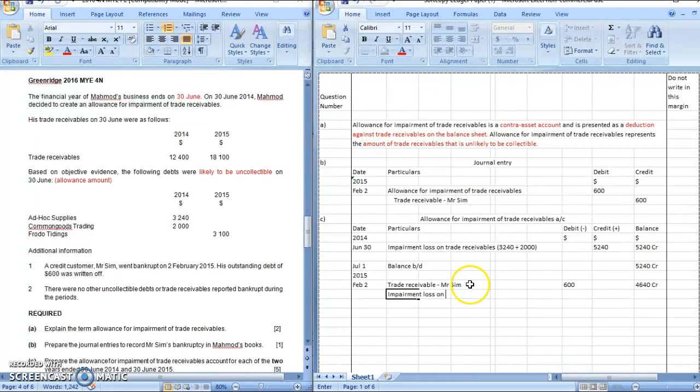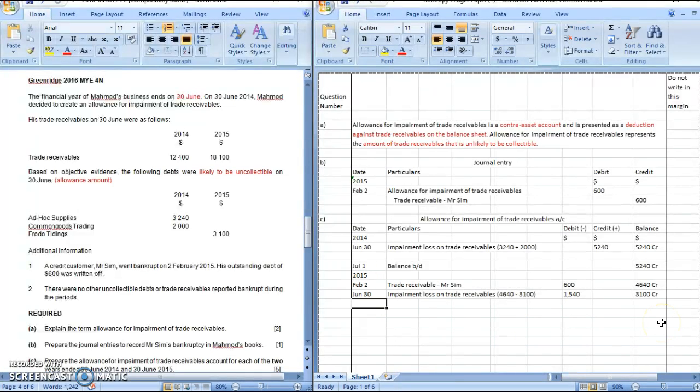However, particulars are still the same. So we're going to write down impairment loss on trade receivables. But since you need to show your workings, we're going to write 4,640 minus 3,100. And here, we'll have 1,540 on the debit side, so that we have 3,100 worth of allowance at the end of the financial year.